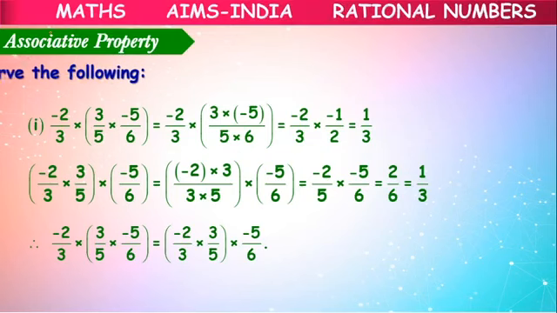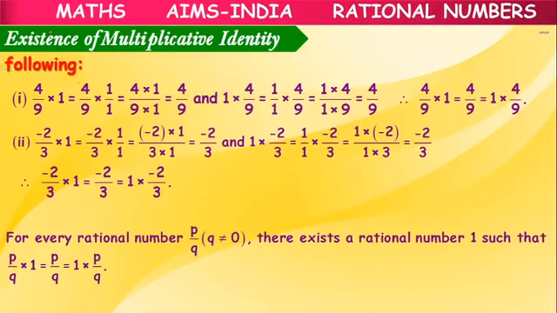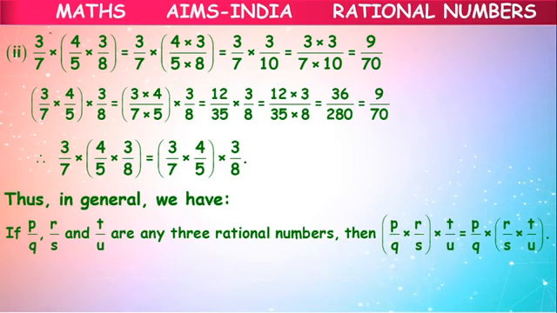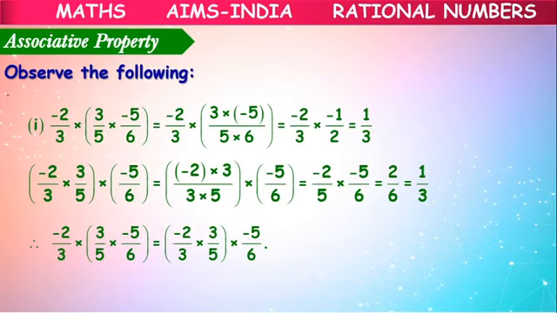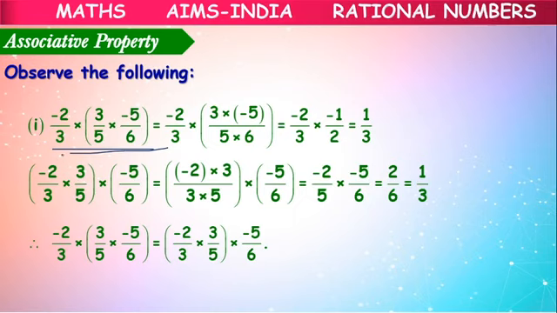Next, the associative property. Now let's see the multiplication of three rational numbers. The first rational number is separate. The second and third are grouped together, kept in brackets, and simplified together. The result is -1/2. It is multiplied with the first one. Then the answer is 1/3.